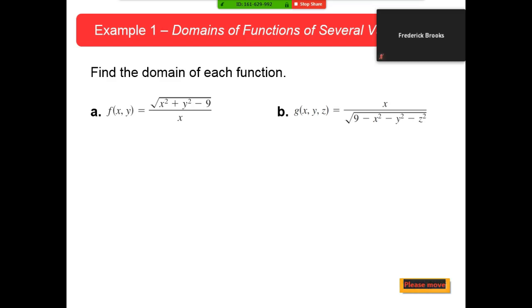What would be any kind of a limit on that f of x, y for the domain of that function? The A one, yeah. Anyone see a limit on it? Any value you would have to avoid?